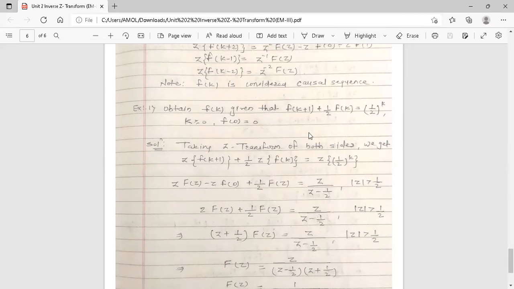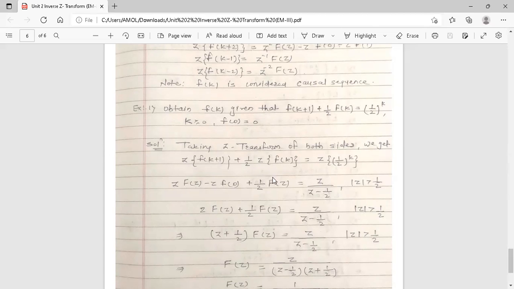We are going to solve this difference equation using Z transform. Now, taking Z transform on both sides, we get Z transform of f of k plus 1, plus 1 by 2 into Z transform of f of k, is equal to Z transform of 1 by 2 raised to k. Now Z transform of f of k plus 1 is z into f of z minus z into f of 0, plus 1 by 2 as it is.